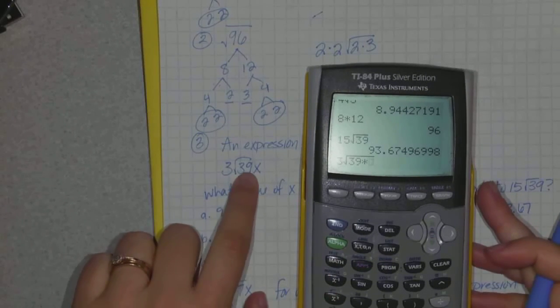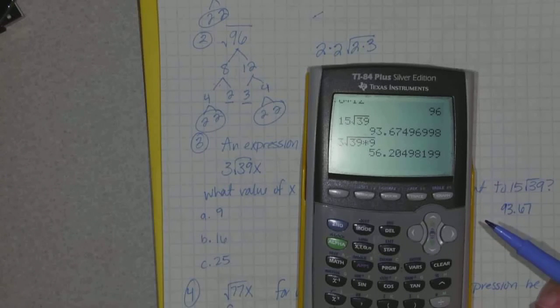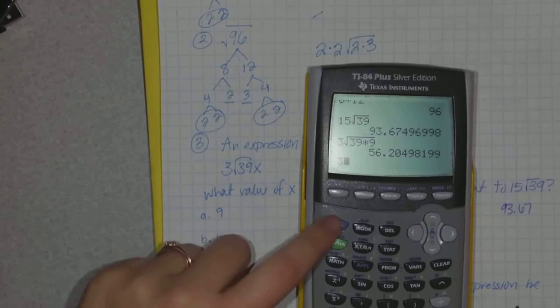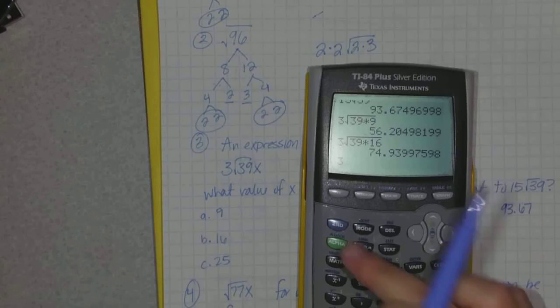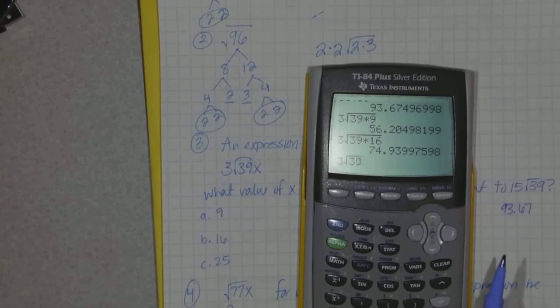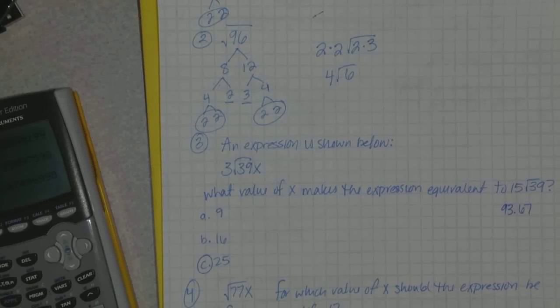Now this is 39x, which is 39 times 9. Okay, that decimal doesn't match. I'll try 16: 3 square root of 39 times 16. Okay, doesn't match. 3 square root 39 times 25. Okay, that's a match, so it tells me that 25 is the answer.